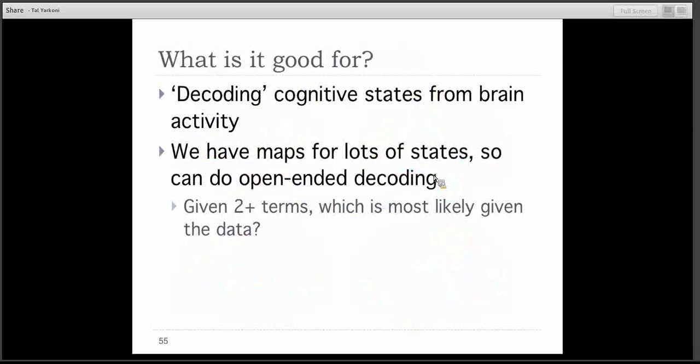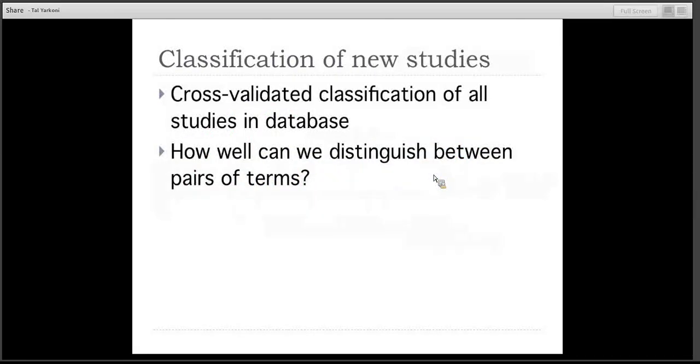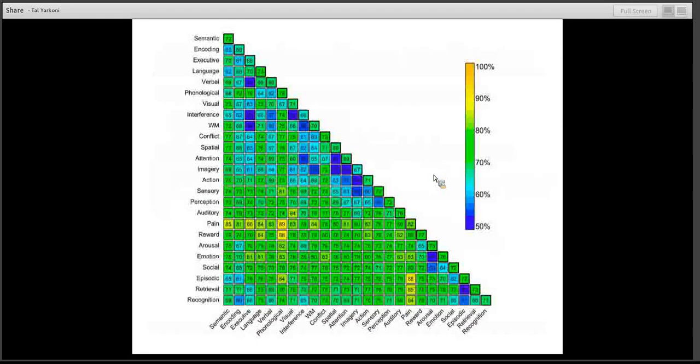Okay. All right. So the reason that you get this discrepancy is, as I mentioned, because some regions are more active than others, right? So that's something we need to worry about. The other thing, or one other application, is you can now start to decode cognitive states from brain activity in a very general way, and again with limited specificity. But because we have lots of maps for lots of states, we can ask in an open-ended way, what does this pattern of activity imply?